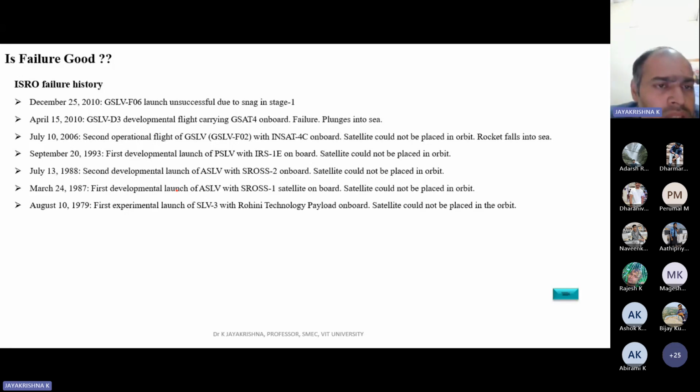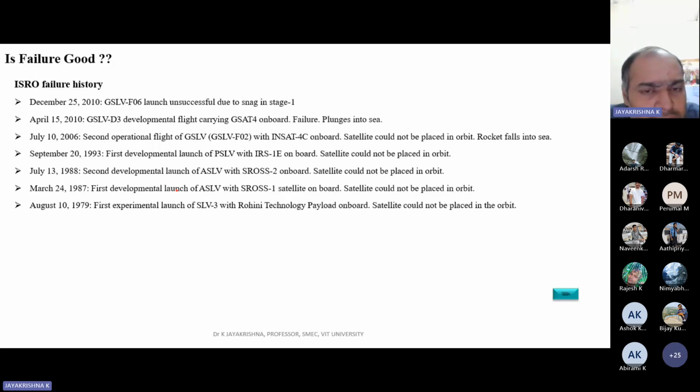On April 15, 2010, we launched GSLV D3, but it also fell into the sea. On December 25, 2010, we launched GSLV F06. Again, it failed. So if you trace the track record of our ISRO from 1979 to 2010, it was almost all failures. Only failures were the result.